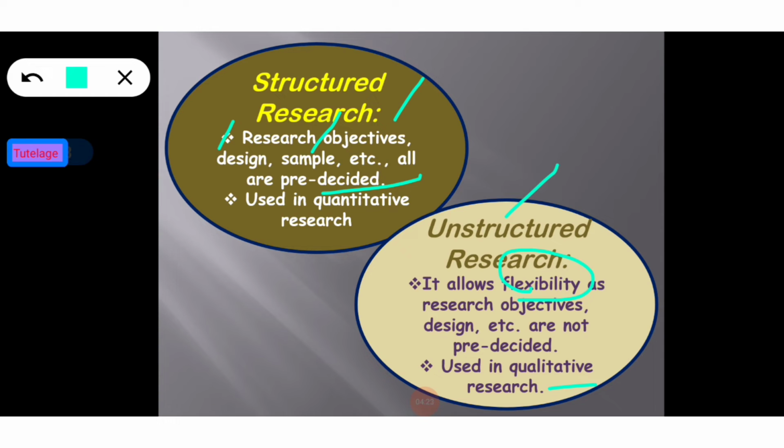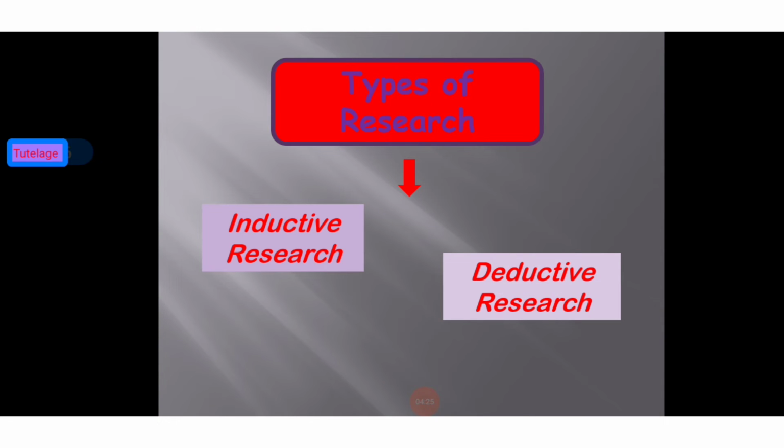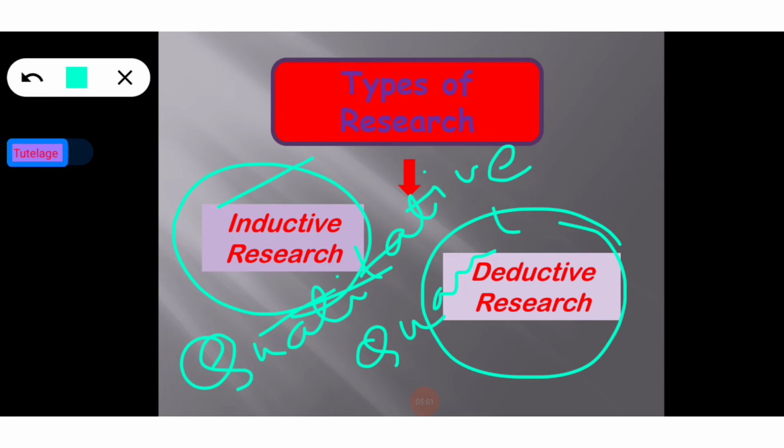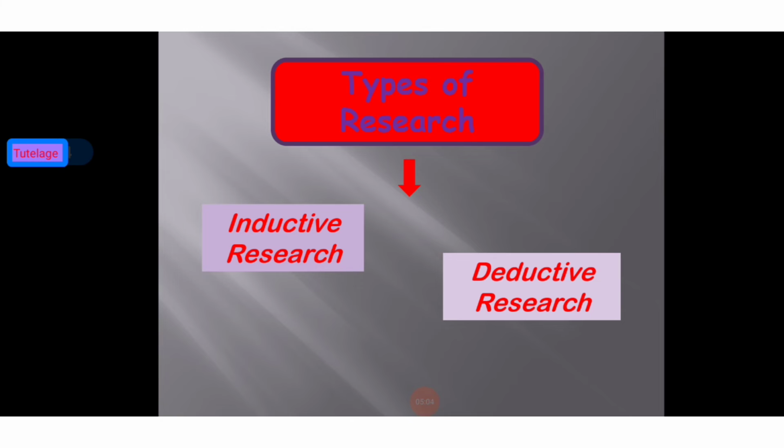So now move on to the next slide. Here we can see research is of two types also. The first one is inductive and the second one is deductive, and we have already said in the differences between quantitative and qualitative that quantitative research is deductive, and qualitative is similar to inductive. So inductive is related to qualitative, and deductive is related to quantitative. Clear? Now move on to the next slide for explanation.